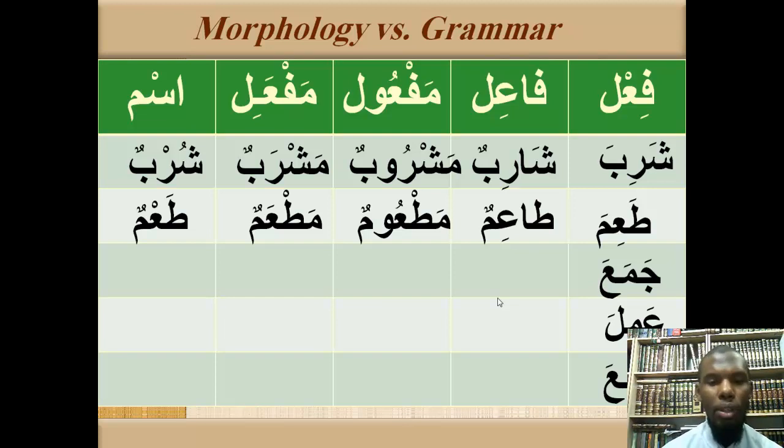For example, the collection of fatawa, for example, Ibn Taymiyyah, is Majmu' al-Fatawa, the collection of rulings.